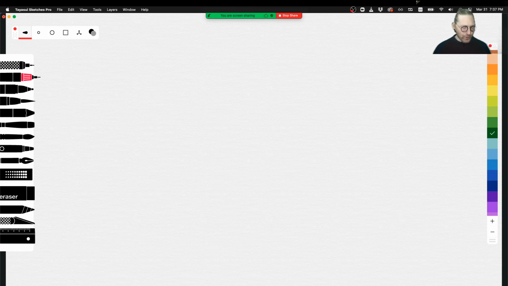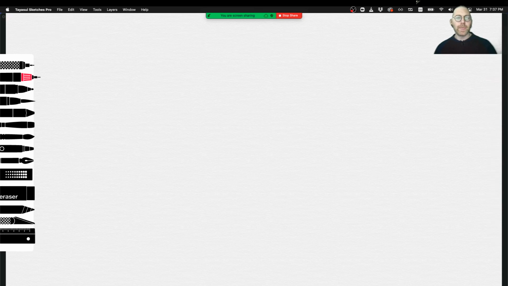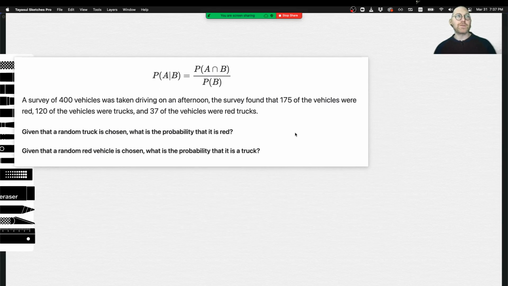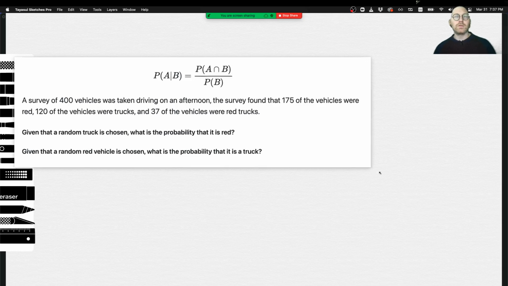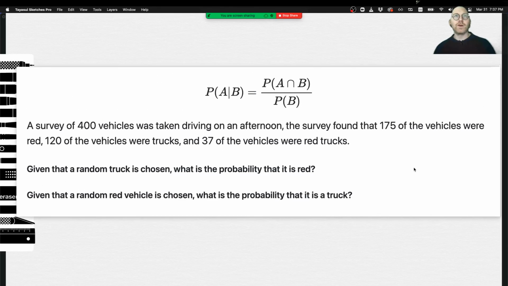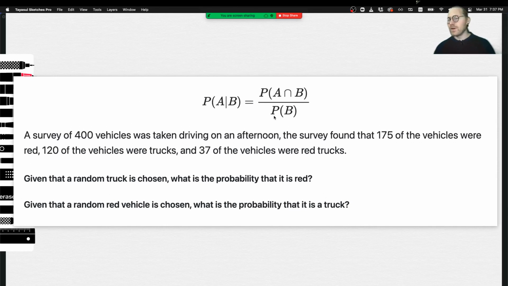Well, let's do a breakout first and see how this goes. All right, so here's Kolmogorov's definition above. That should be helpful. And I'll just read through this really fast.